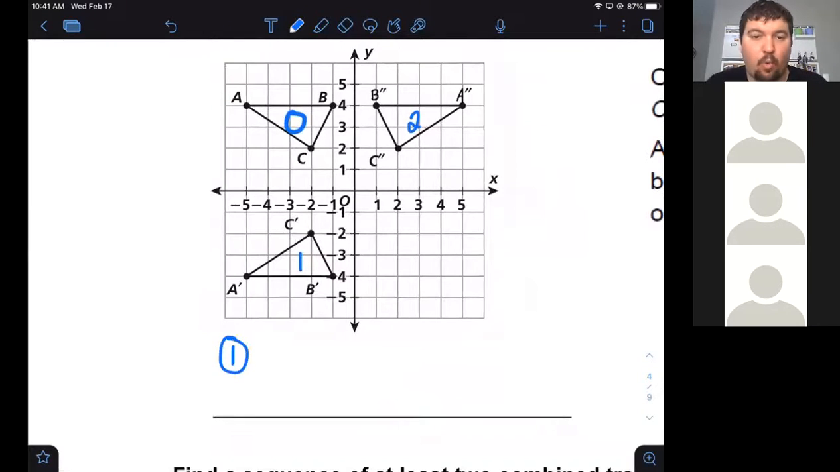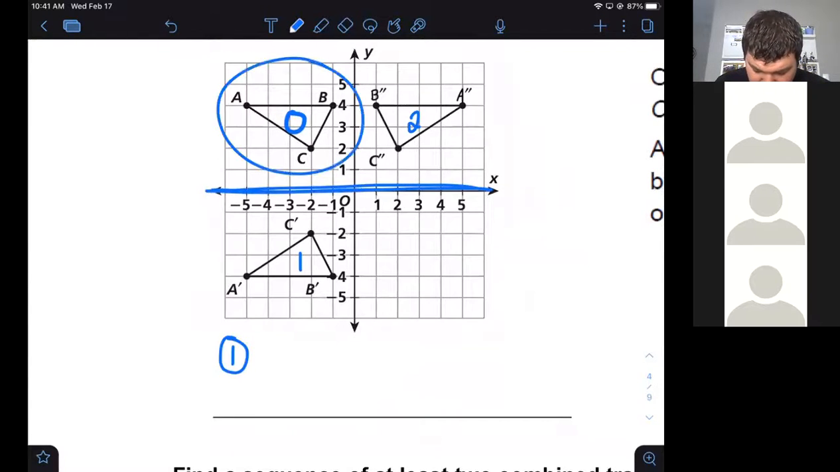can you guys tell me what transformation they did to get from the original? 180 degrees. Not a 180. From the original to the first prime. 90 degrees. Not 90 degrees. They reflected over the x-axis. Yes, it's a reflection. You got it. It's a reflection over the x-axis.